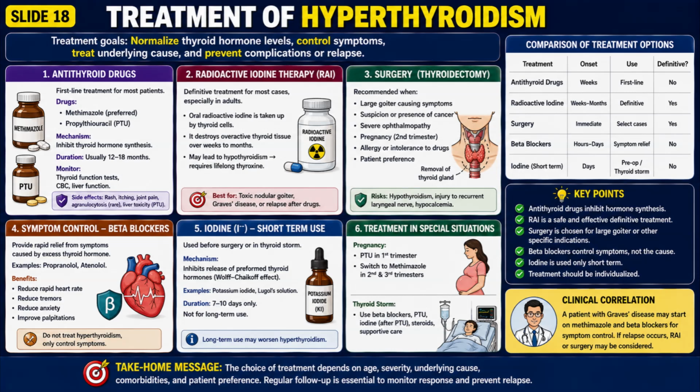Short-term iodine preparations may also be used before surgery or during severe hypothyroid emergencies such as thyroid storm. The choice of treatment depends on several factors, including the patient's age, cause of hypothyroidism, severity of disease, associated medical conditions, and personal preferences. Regular follow-up is important to monitor treatment response and detect potential complications. Main treatment options: antithyroid drugs, beta blockers, radioactive iodine therapy, thyroid surgery, short-term iodine therapy.